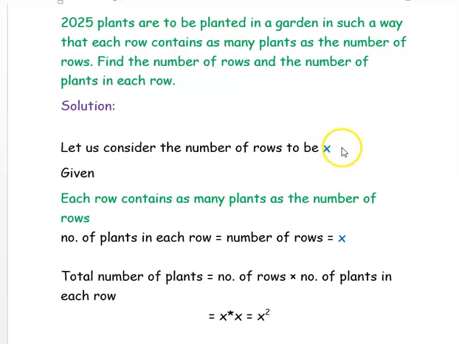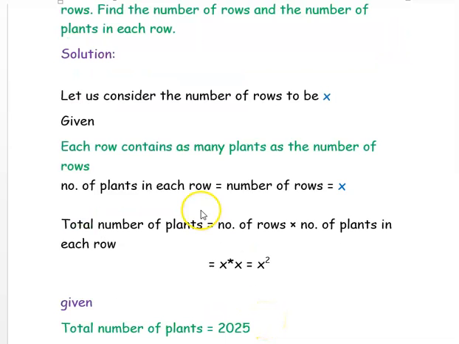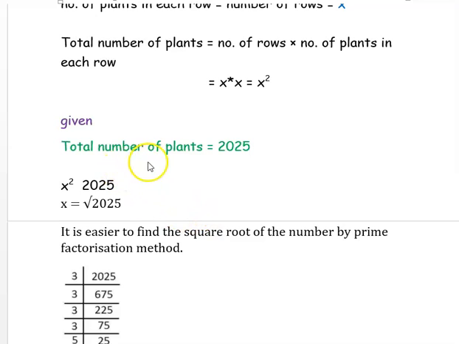We have considered the number of rows as x, so the number of plants in each row is also equal to x. The total number of plants is the number of rows into the number of plants in each row. The number of rows is x, and the number of plants in each row is also x, because they are equal. So x into x is x squared. Given that the total number of plants is 2025, x square is equal to 2025.